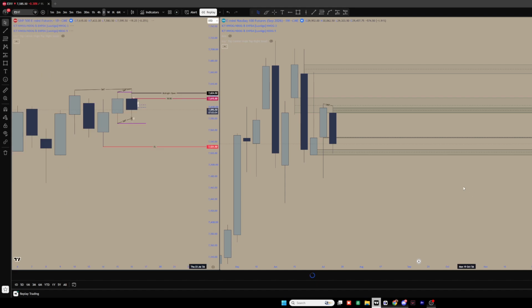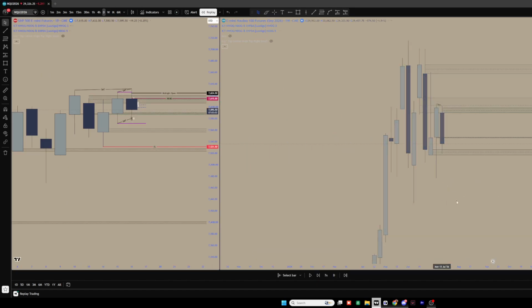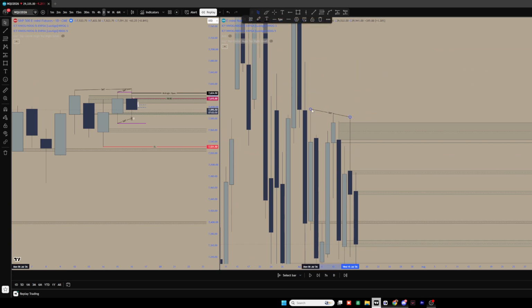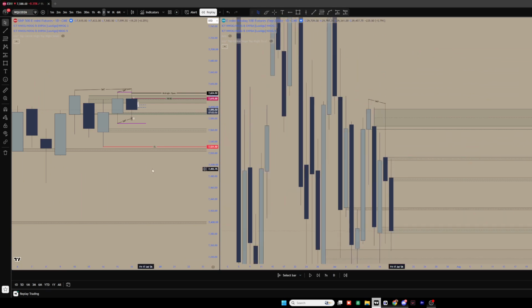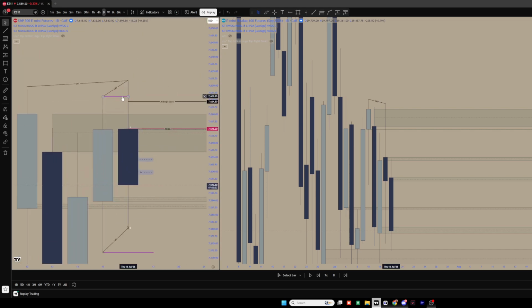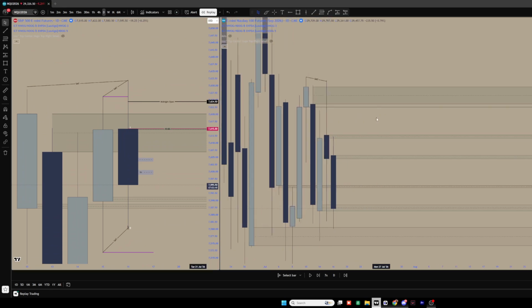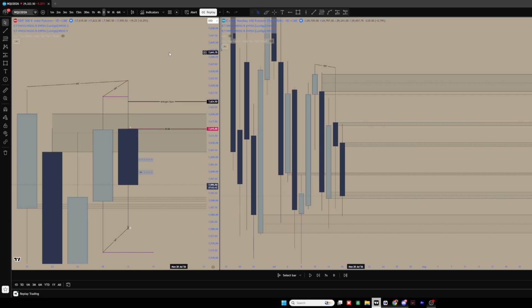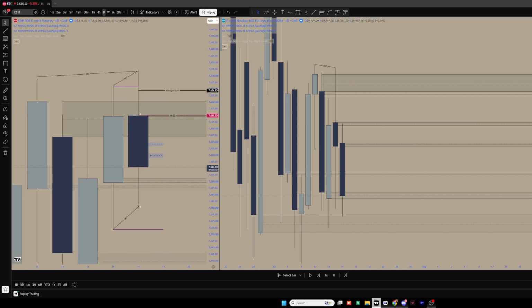Then I looked at the daily, and we did have, so here's the SMT. We did have an SMT with previous day high as well. So here's previous day high on NQ. You can see it pretty much formed a daily rejection block that we tapped into. Right, so there's a lot of drawings here.